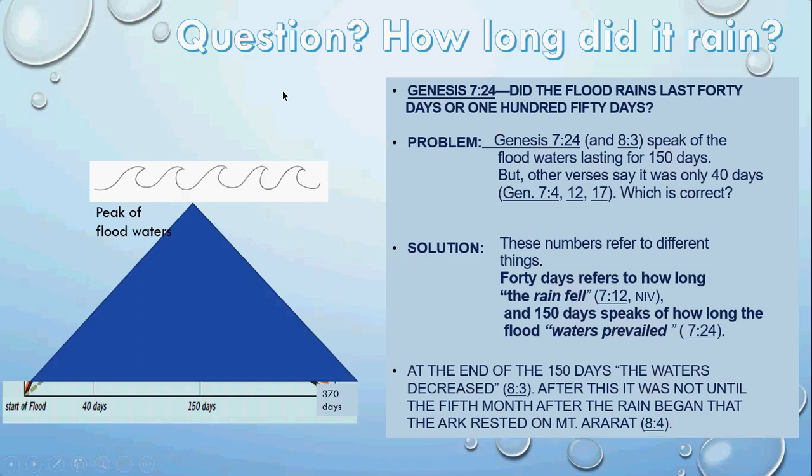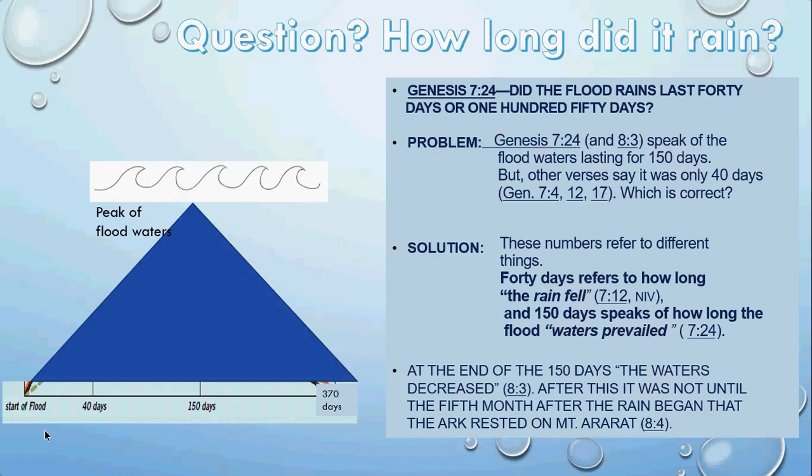In Genesis 7:24, did the flood rains last 40 days or 150 days? Problem: Genesis 7:24 and 8:3 speak of the flood waters lasting for 150 days, but other verses say it was only 40 days, Genesis 7:4, 12, and 17. Which is correct?